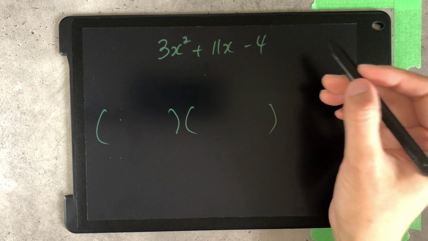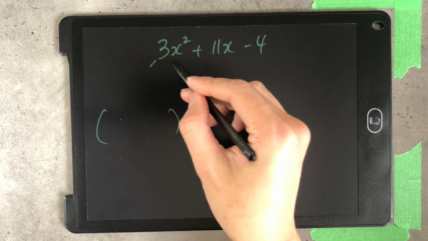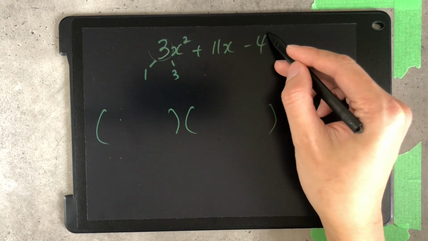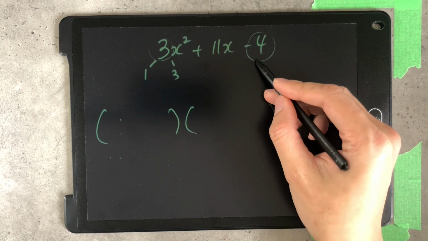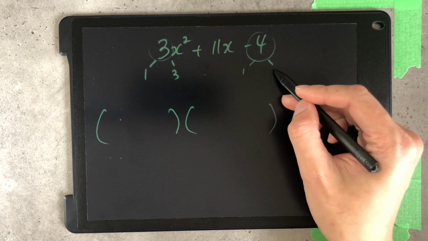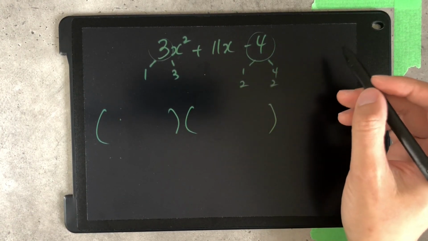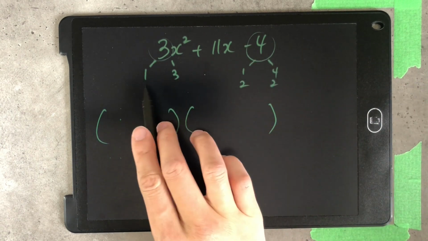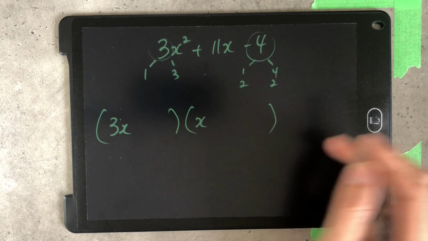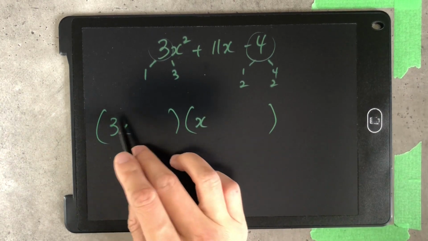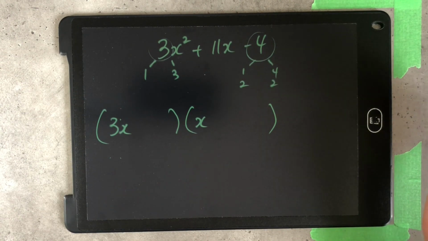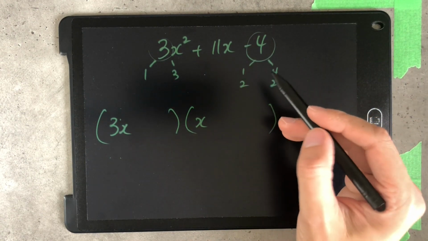Now what we do is we're going to show all the factors of the x squared coefficient and the constant here. So the constant is 4 or negative 4, but it doesn't matter the sign because we're just looking at the positive right now. 1 and 4, 2 and 2. So since there's only one pair, we're going to just write down 3x here and x here. It's a conventional thing to write down the bigger one in front, but it doesn't matter. They're both correct.